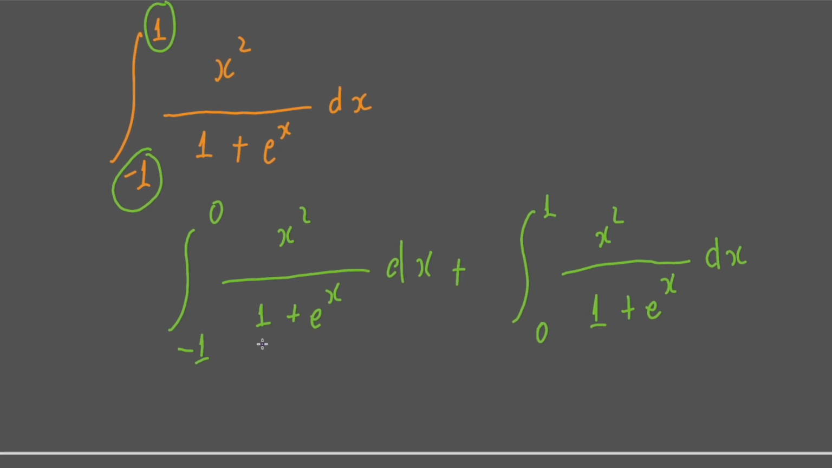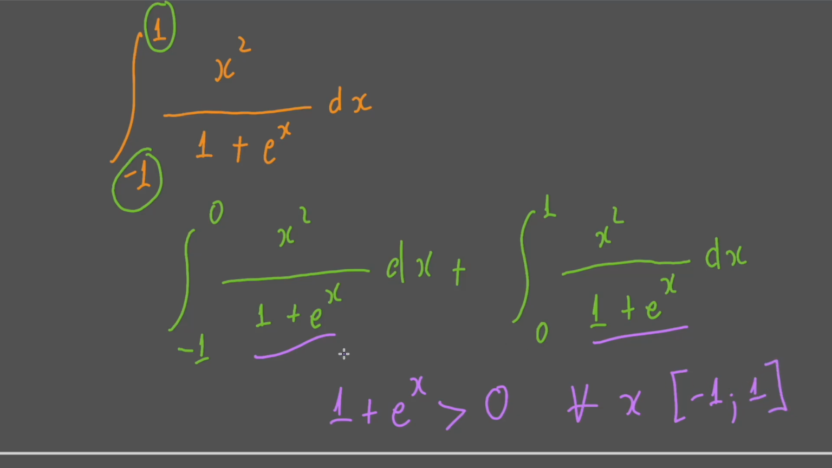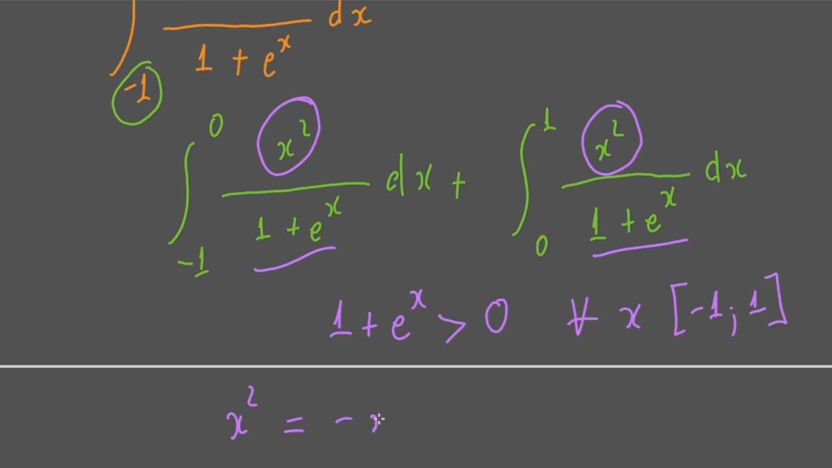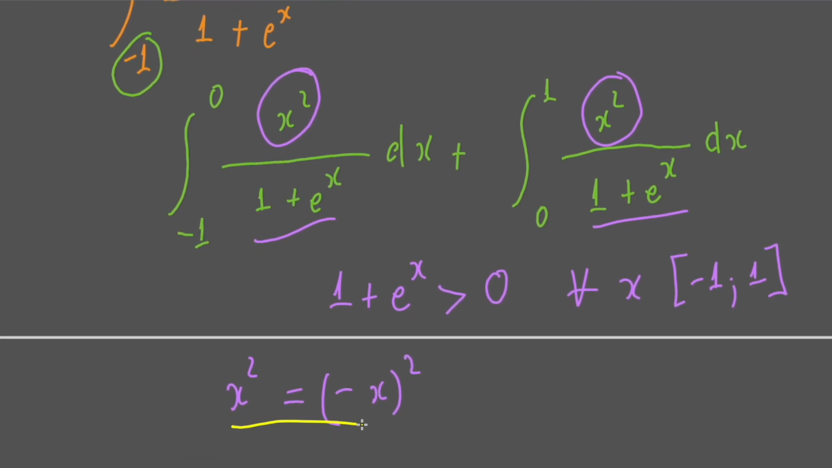The next thing is, we can see that the denominator is always a positive number for any x belonging to the domain from -1 to 0 or 0 to 1, always greater than 0. And the next thing we need to know is that x squared equals (-x) squared as well. So that is the important thing you have to take note of.